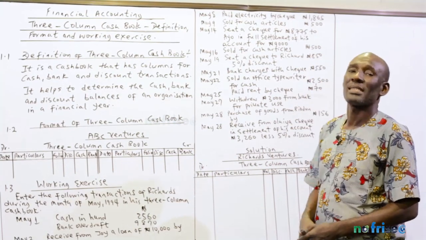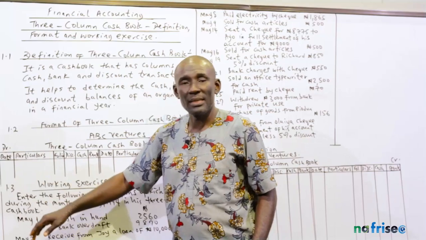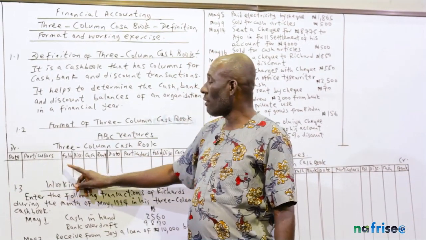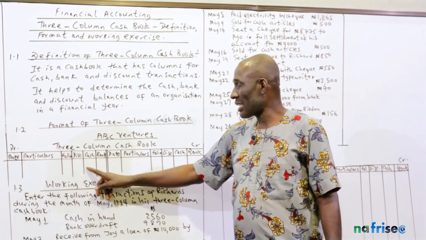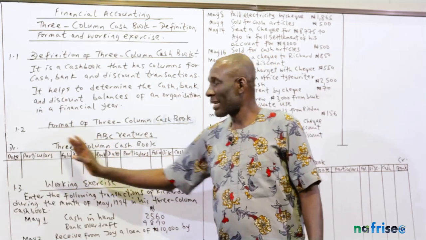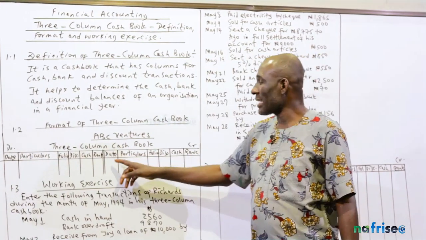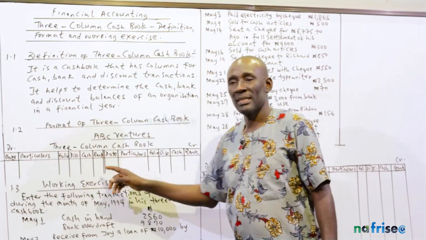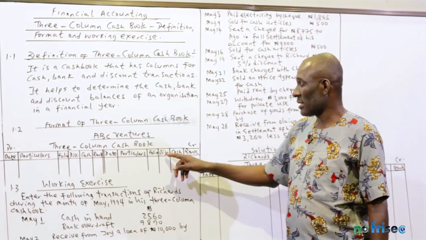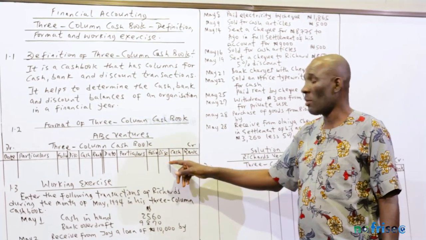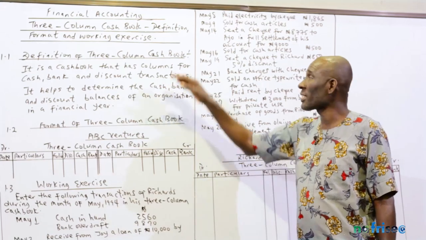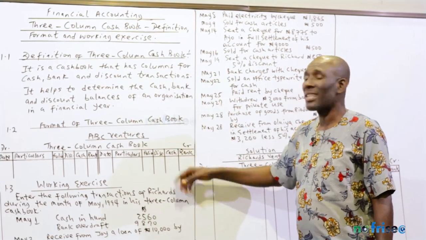Now, having said that, we now go to the main format. We have the column for date, the column for particulars, the column for folio, the columns for discount, cash, and bank on the debit side. You can see this bold line demarcating the both sides. Now, on the credit side, everything here is replicated: column for date, particulars, folio, DISC for short, that's the short form of discount, cash, and bank.